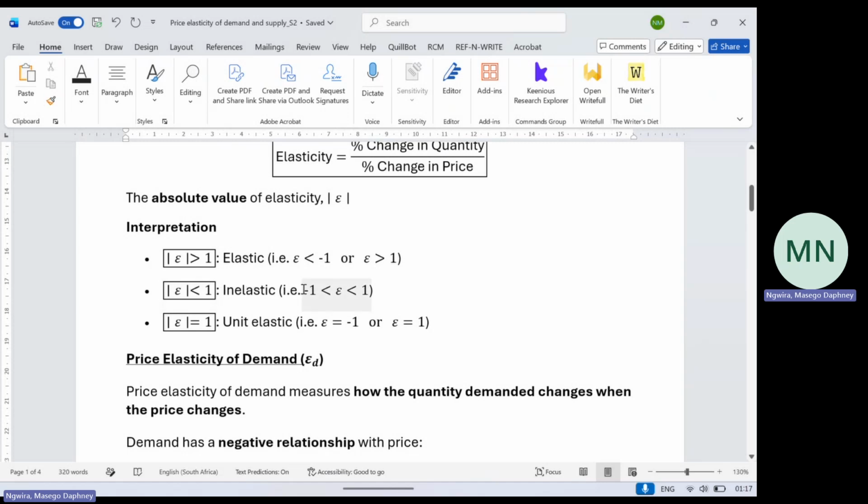So that is, it's between -1 and 1. So -1 less than the elasticity less than 1 means the numerical value is between -1 and 1. And then if the absolute value is equal to 1, then we say it's unit elastic. That is, if it's equal to -1 or positive 1.